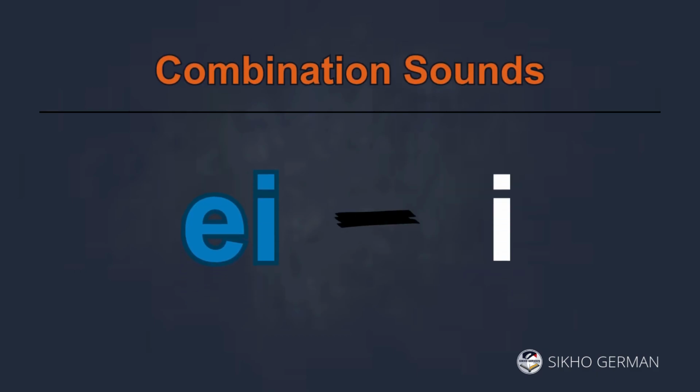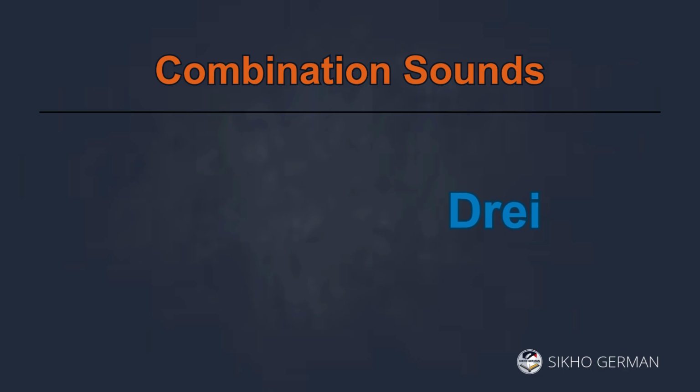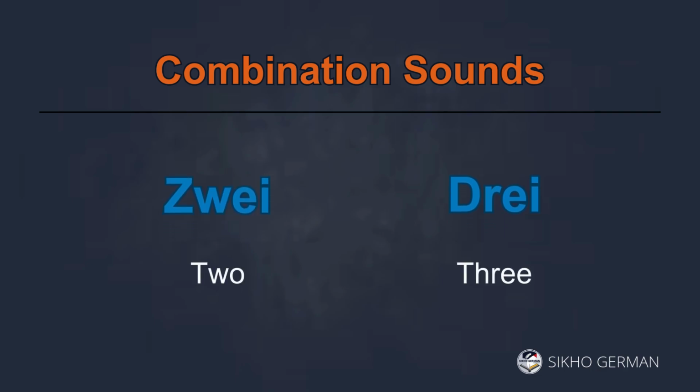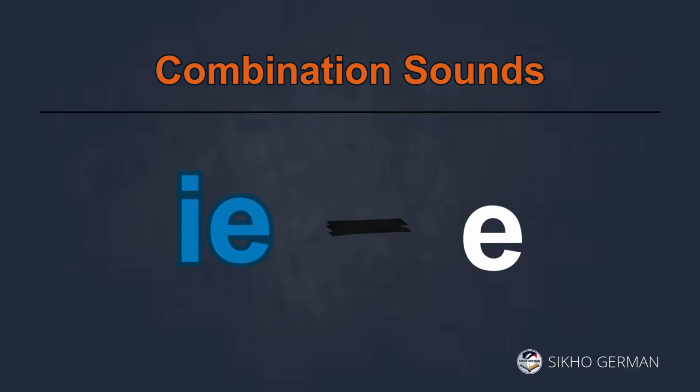Now we're moving to something different, combination sounds. When you see the letters E-I together, they make the sound I. So, E-I is pronounced like the long I sound. Zwei, which means two, has E-I. And drei, which means three, also has E-I. Repeat after me. Zwei, drei.